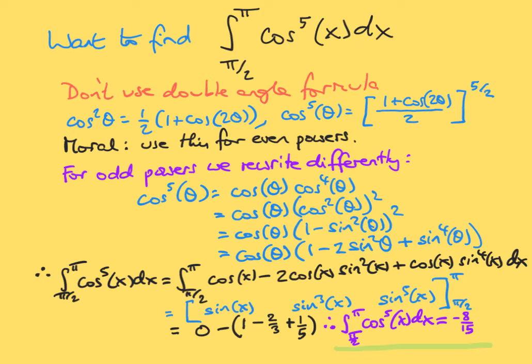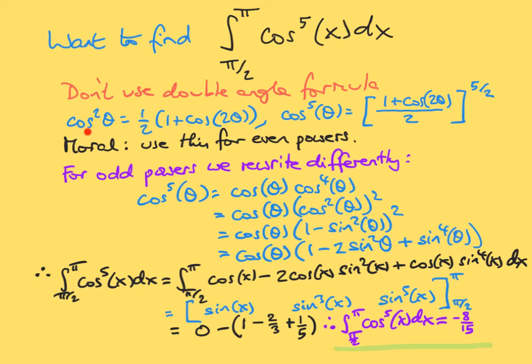So, for example, the double angle formula allows us to rewrite cos squared theta as a half of 1 plus cos of 2 theta. So you might think I could use this here, but that would mean that cos of theta to the power of 5 would be this, which is this, raised to the power of 5 halves. Because this is an odd power, we'd have a half power here, a fractional power. And that tells us that really we can't use this. It's going to lead to an integral which is difficult to calculate.